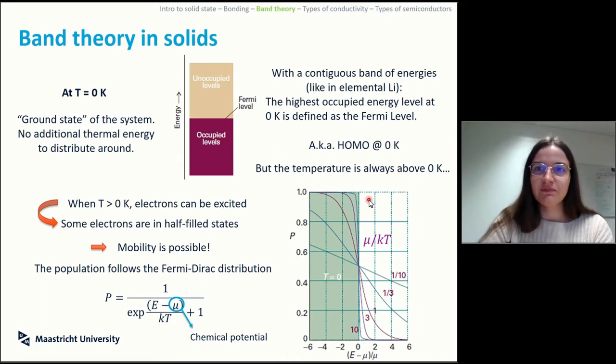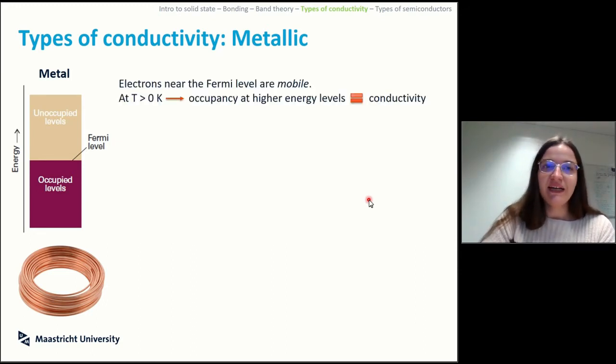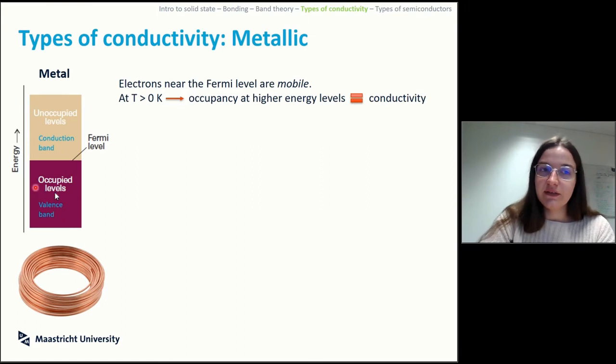That's the chemical potential. Now, this makes it so that you can have a metallic type of conductivity. Metallic type of conductivity means that the electrons above the Fermi level, like near the Fermi level, are mobile. Since there are unoccupied levels easily within reach with any thermal energy that is above 0 Kelvin, you can just occupy up there and conduct electricity, which is the reason why this thing is called the valence band, but this one is called the conduction band.